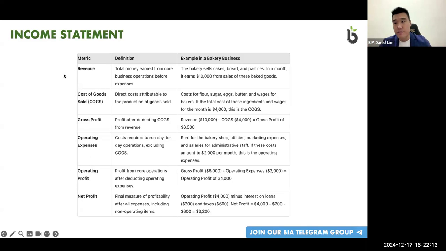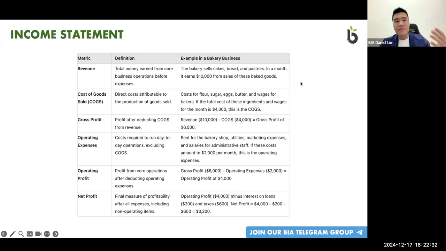So revenue, very simple. It's the money that is earned from your main business. For example, this bakery sells cake and bread. The moment they sell it, for example, in 1 month, they will earn 10,000 from the sales of these baked goods. That is the revenue, $10,000.